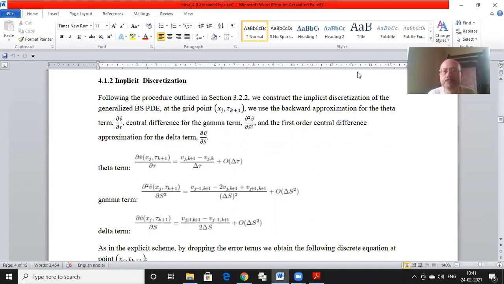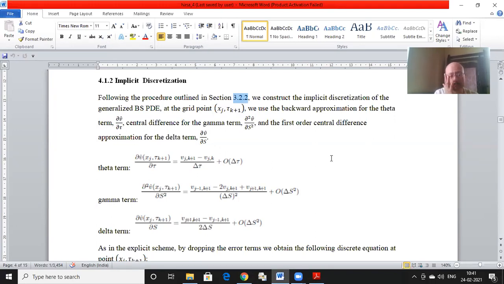No problem. So implicit discretization is now going to be used to approximate our generalized Black-Scholes PDE. Very similar to the explicit technique. So we will basically go through this quite quickly. We have already learned what implicit discretization is, in section 3.2.2, last chapter. So what we do is we consider the grid point xj and tau k plus 1. Because in implicit, we do a backward approximation on the timeline.